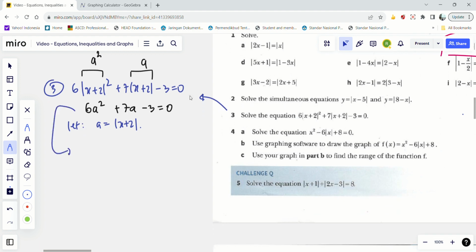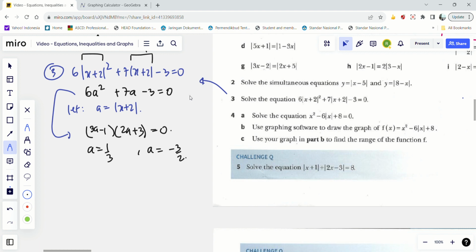So how do we deal with this? Just a normal quadratic equation. You factorize. So we will have this, right? Plus 9, -2. So (3a - 1)(2a + 3). So a is 1/3 and a is -3/2. But guess what? The a is not the final one that we want to have, but it's still the x.